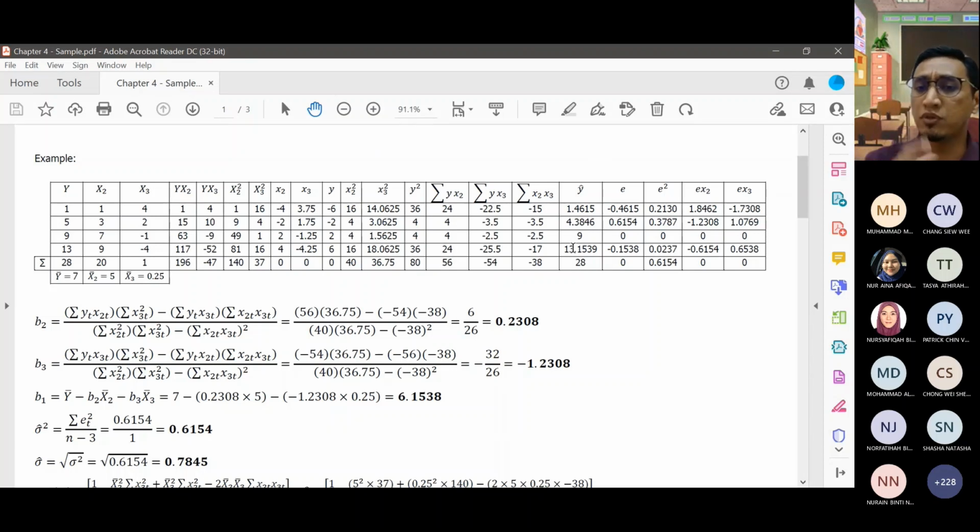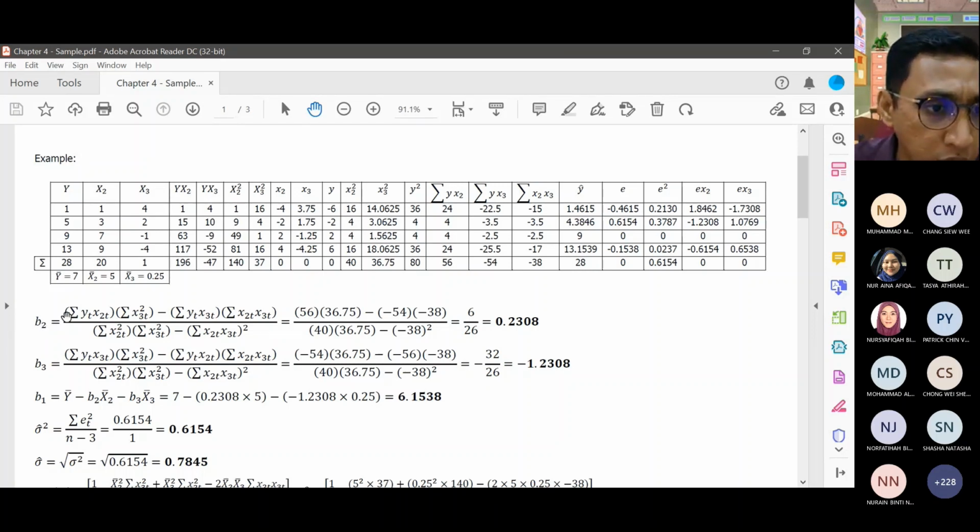So that is why it is very important for you to have that table constructed before you determine the B value. Of course, you can simply determine it directly, but the risk of committing errors will be huge if you calculate it manually from the raw values for y, x2, and x3. It's better for you to construct the table first, because once you have the table, it will be easy for you to determine the value of a particular component in the formula.